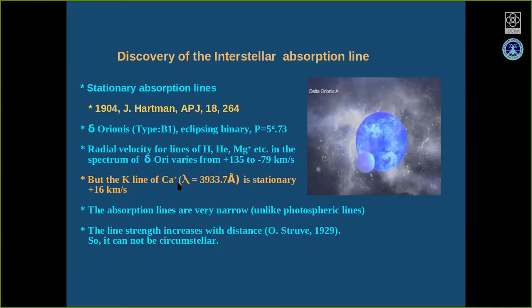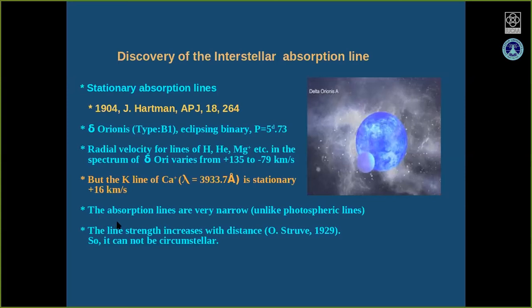But there is a line of ionized calcium, the ionized calcium K line, with a wavelength of 3933.7 angstrom. And he found that this line is stationary. Though he is observing an eclipsing binary, this line is stationary. It is not changing. The radial velocity is not changing. It is plus 16 kilometer per second.